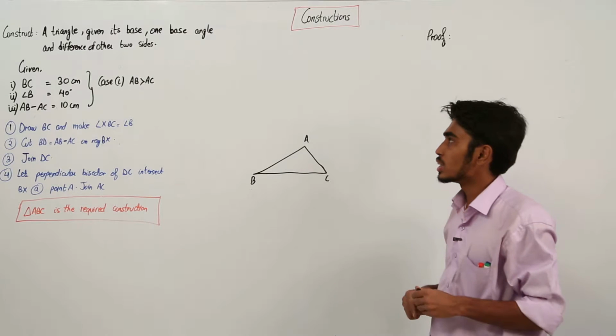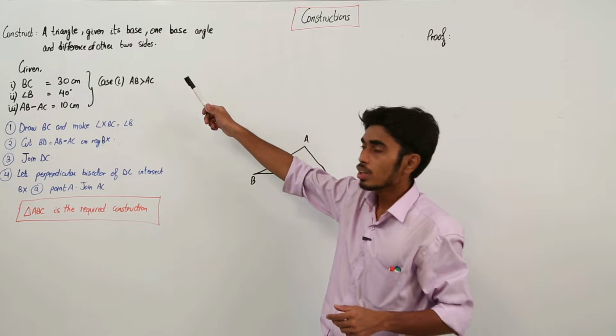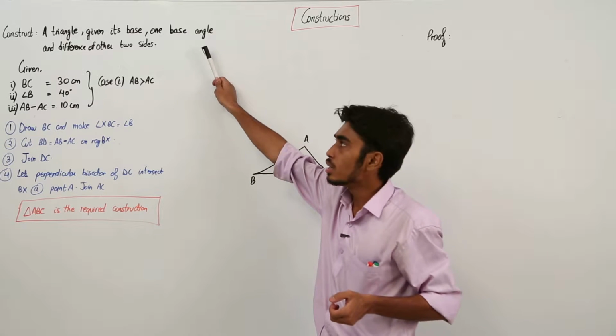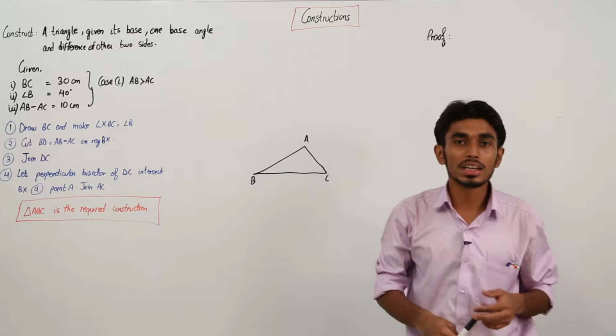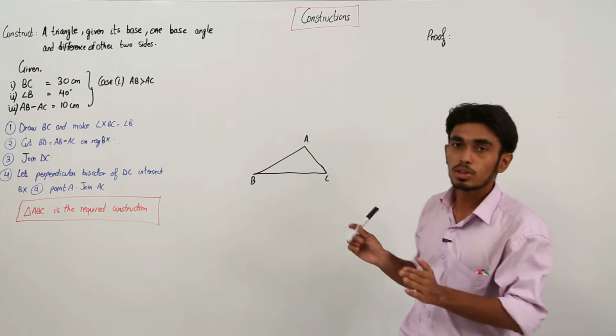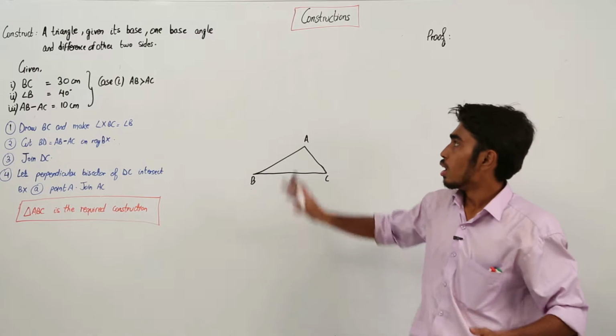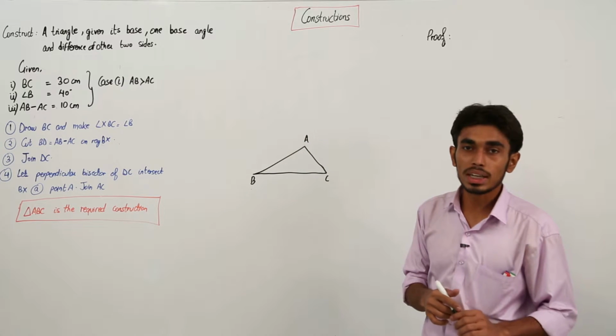Now let us do the next construction. In this construction, we need to construct a triangle when its base, one base angle and difference of the other two sides are given to us, right? So this is very similar to the previous construction that we already did. Here one base angle and the difference of other two sides are given to us.